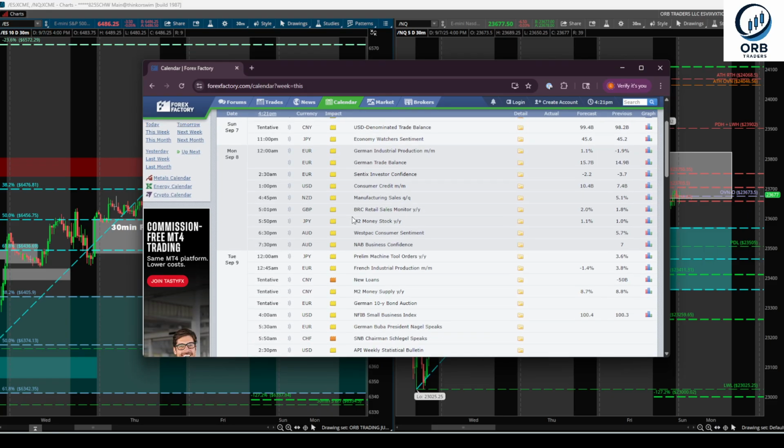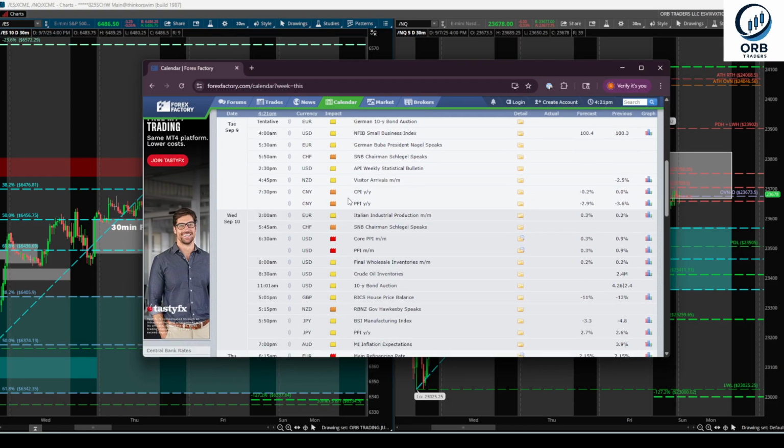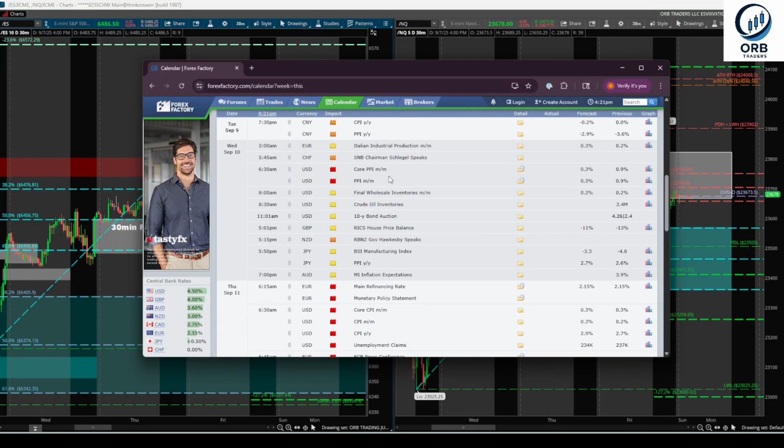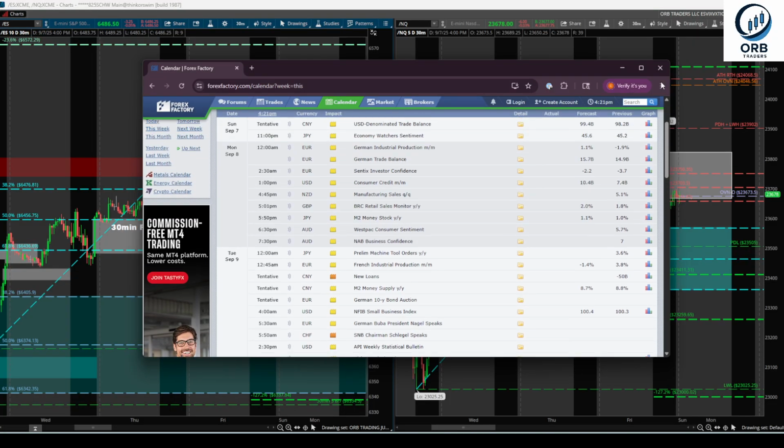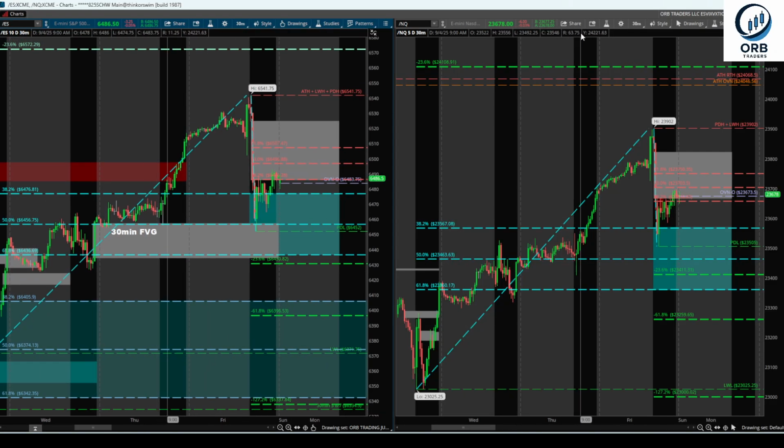I want to double check though, is anything else going on in other parts of the world on Monday that is significant? Does not appear that way. So yeah, there's our news events for the week. Let's dive right into the levels. I've got these already set. I'm going to share the chart in the Discord.